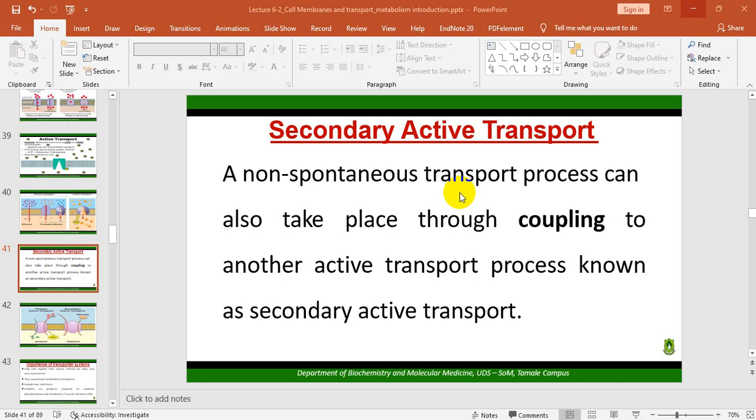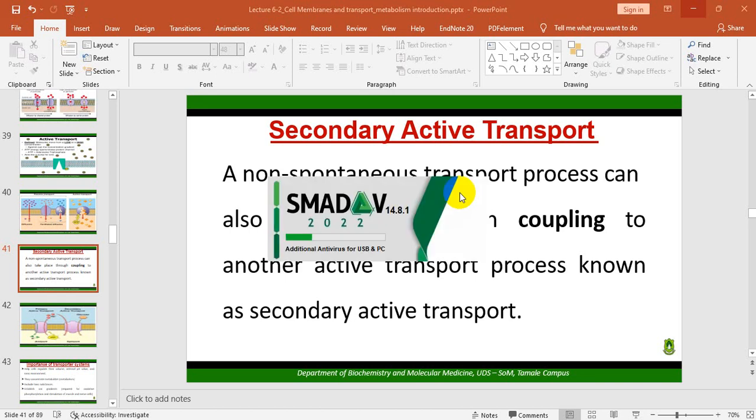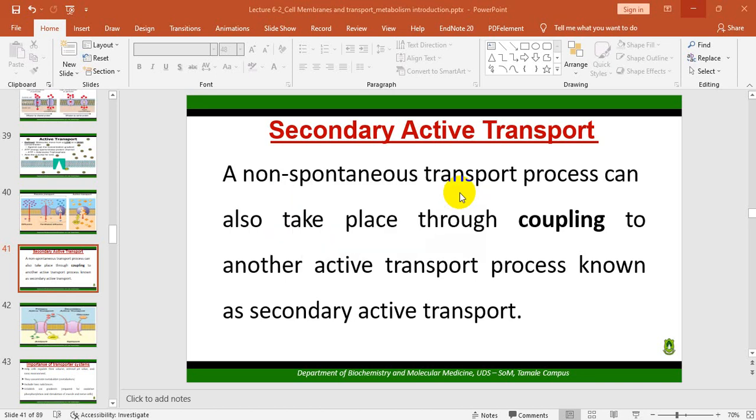Hello class, we want to resume our lecture on secondary active transport. A non-spontaneous transport process can also take place through coupling to another active transport process known as secondary active transport. So we have primary active transport and secondary active transport. Let's see what happens in secondary active transport.